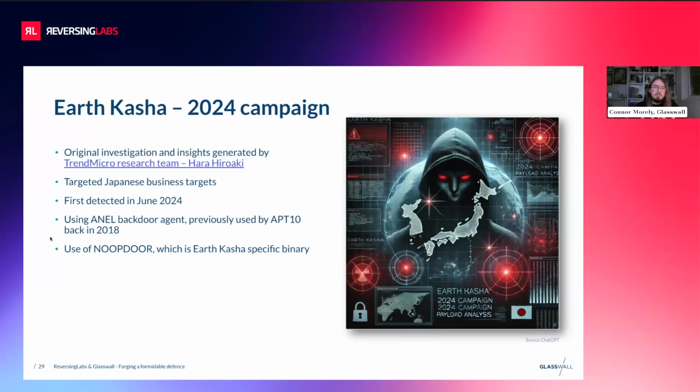So APT-10 have actually been known to use both. So there's an argument whether Earth Kasha is affiliated with the APT-10 state actor. This is not officially confirmed, but there is a strong relation between the two actor groups. And equally, they do use extremely highly capable agents and techniques in order to affect their targets.